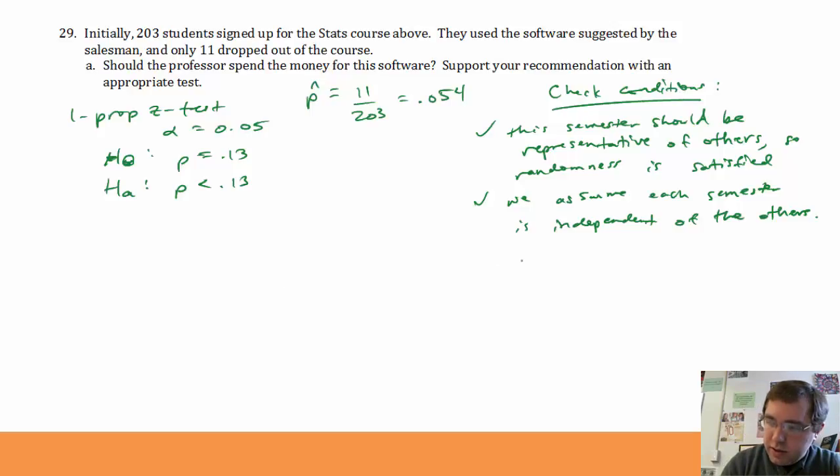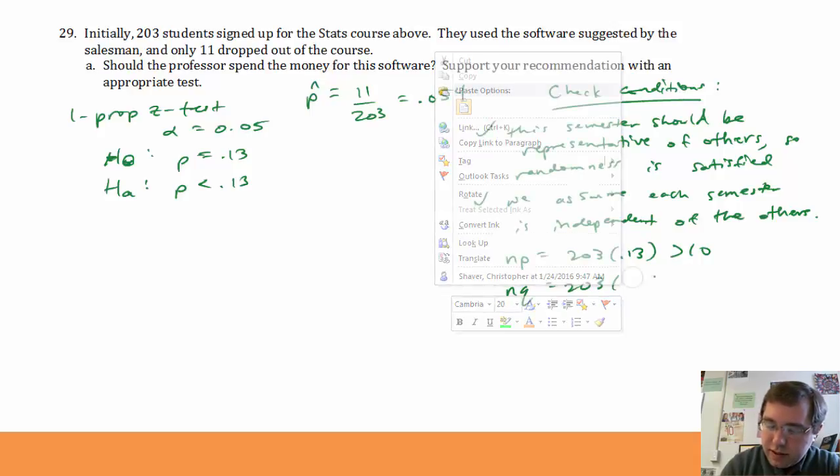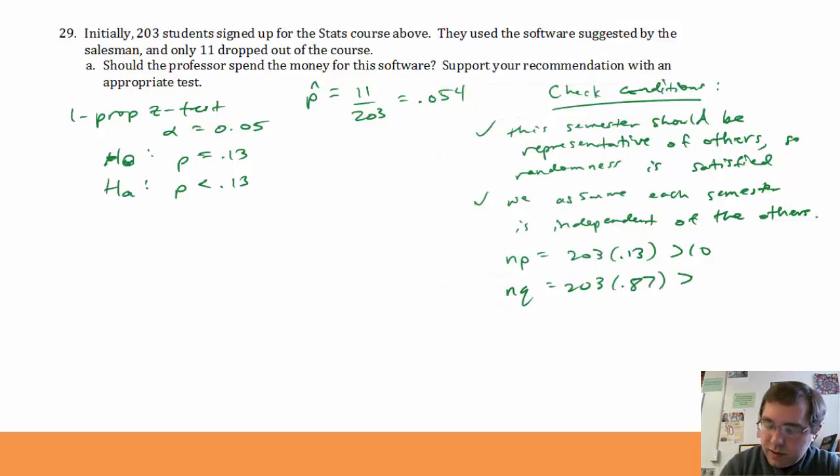And then the third condition, n times p is 203 times 0.13. Remember, we used the p from the null hypothesis. That's certainly greater than 10. And n times q is 203 times 0.87, which is also certainly greater than 10. So we satisfy that condition, the 10 successes and 10 failures, which tells us we have an approximately normal distribution, and therefore we can use a one-prop z-test, because z requires the normal distribution. All right, now we can proceed.